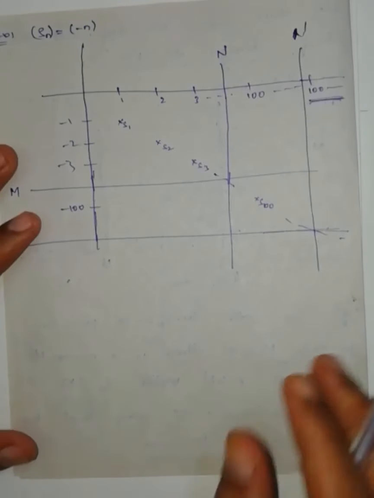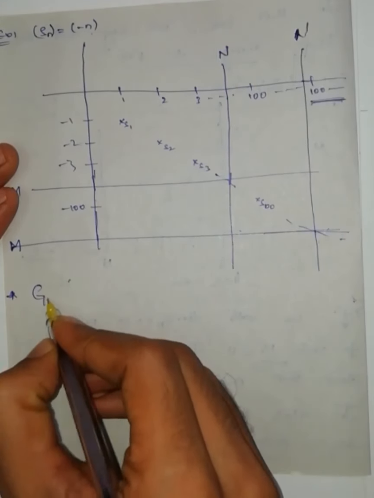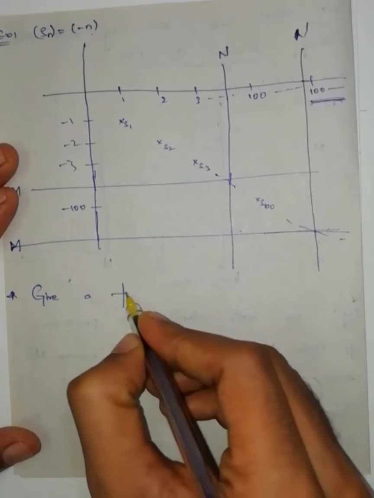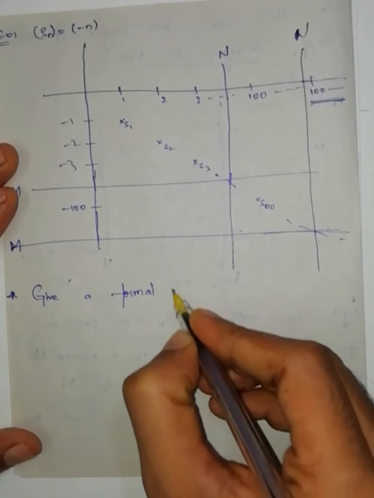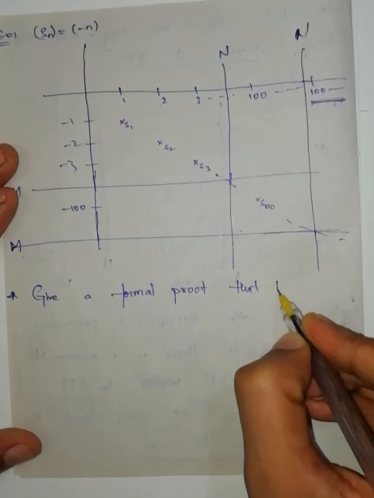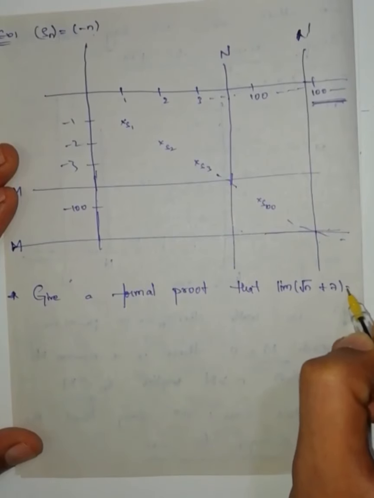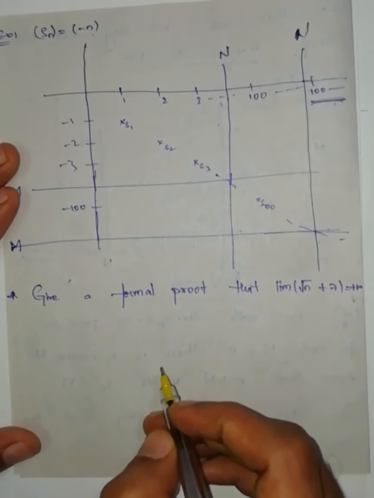Now let us discuss a problem. Give a formal proof that limit of under root n plus 7 is equal to plus infinity.